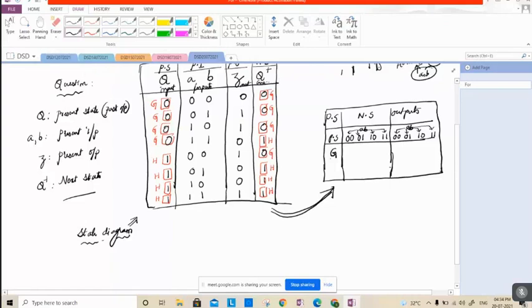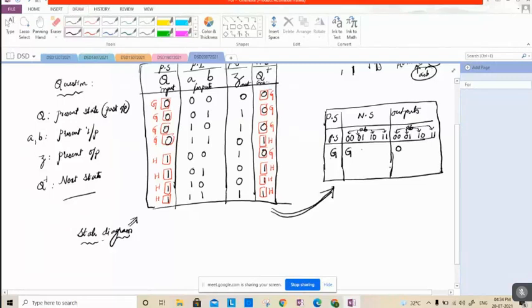Whenever it is AB is equal to 0, 0, what is my next state? G or H? G. What about output? Output is 0, right? 0, sir.